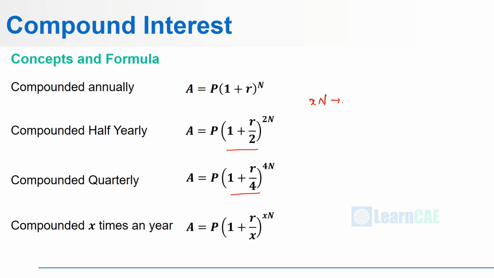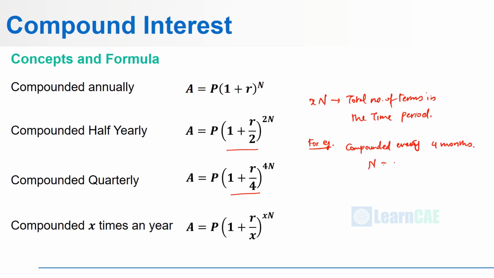Here, xn refers to the total number of terms in the time period. For example, if the compound interest is calculated for every 4 months, compounded every 4 months, and the total time period is 2 years, then we can say x will be equal to 12 by 4, that is the number of terms in 1 year, which is equal to 3 times, and xn will be equal to 3 into 2, which is equal to 6. So in the power term, you have to use 6 and the rate of interest you have to divide by 3. So this is the formula for calculating the compound interest if it is compounded x times a year.